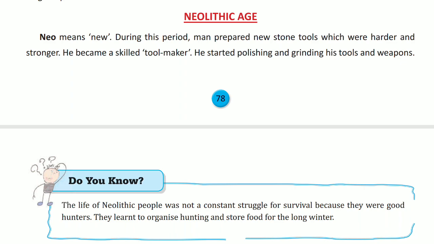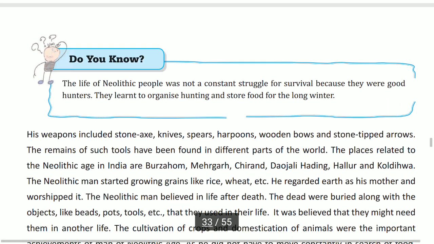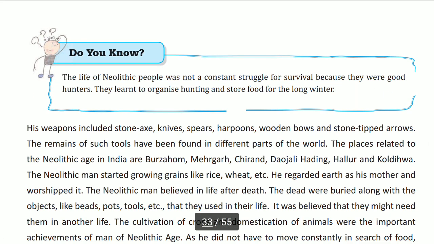He became a skilled tool maker. अब वो तरह तरह के tools बनाने लगे. He started polishing and grinding his tools and weapons. Do you know the life of the Neolithic people was not a constant struggle for survival? They were good hunters. They learned to organize hunting and store food for the long winter. So they struggled a lot.